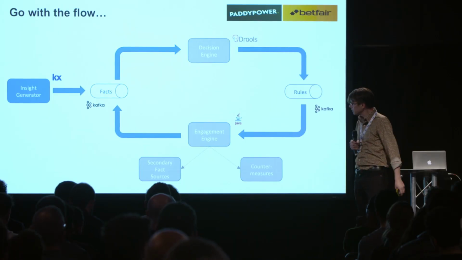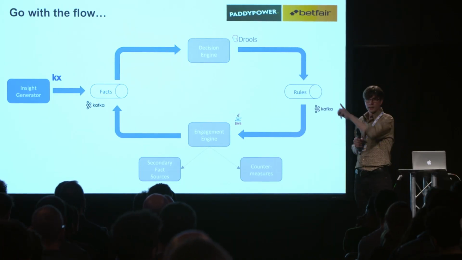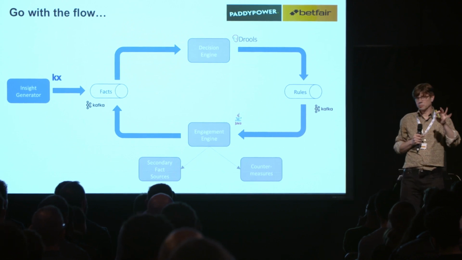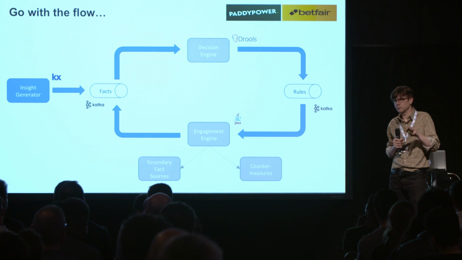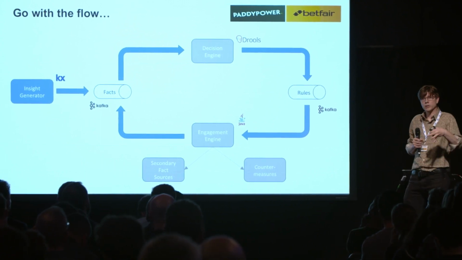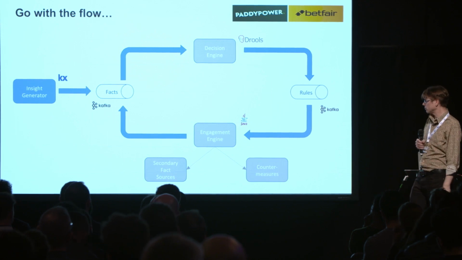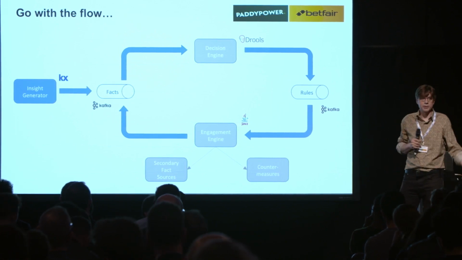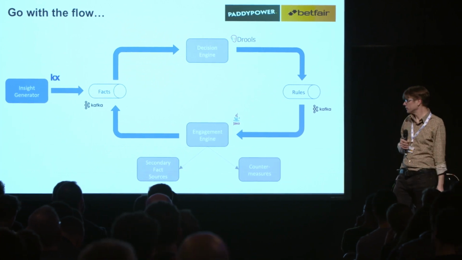So instead, the rule engine can ask for more facts. So I've got an insight that this user is probably naughty. We're not quite ready to act on it yet. We need to know more about the user. So we can ask the engagement engine to give me some more data, give me a reference fact to play with. And then, of course, we have countermeasures that we can apply, things like account closure.